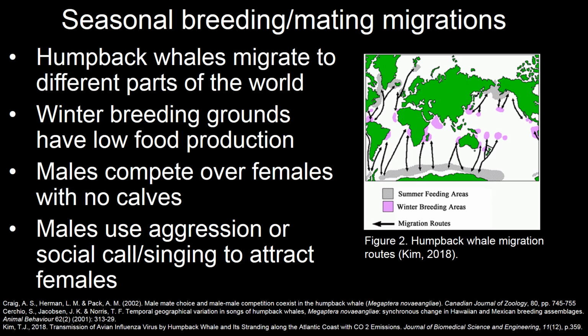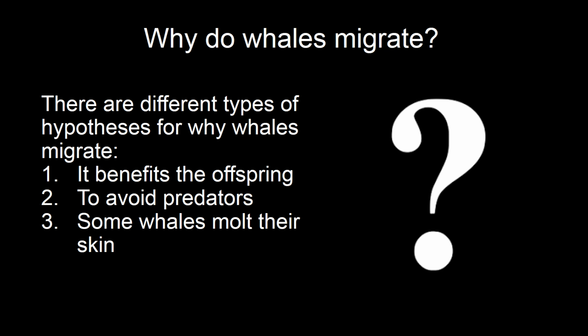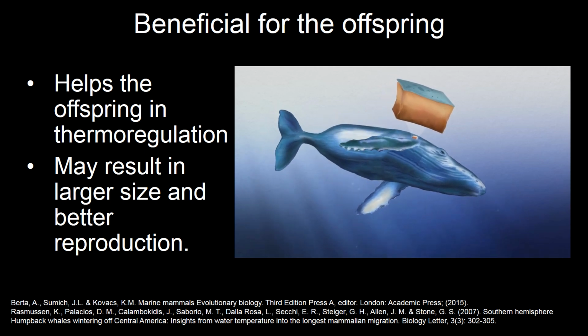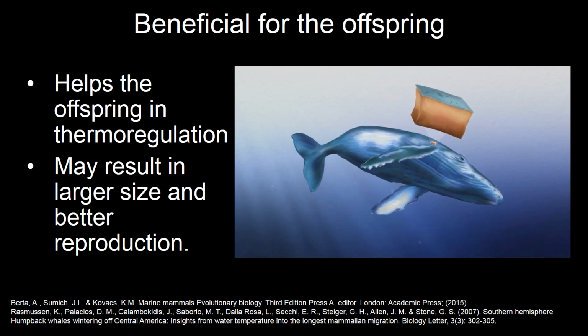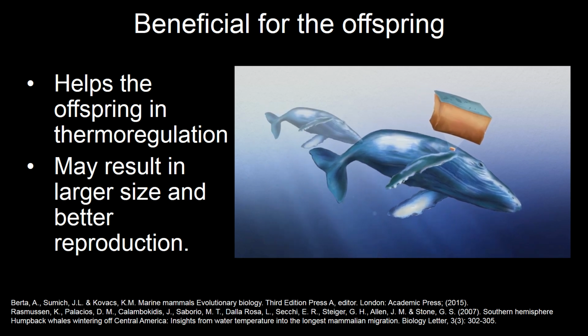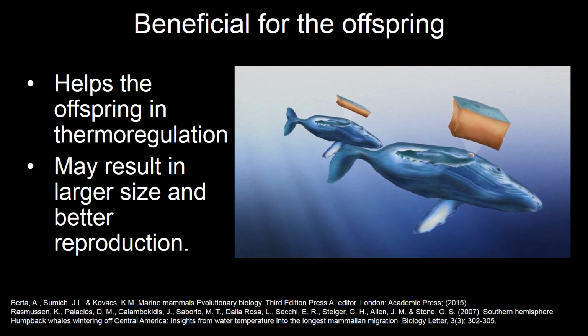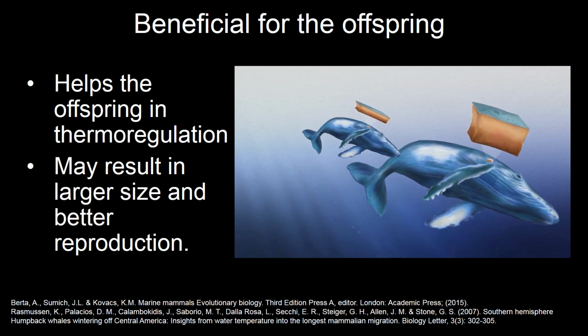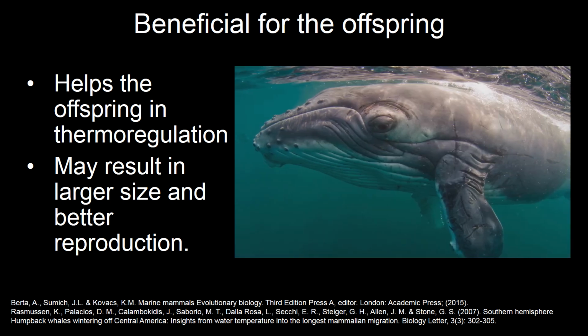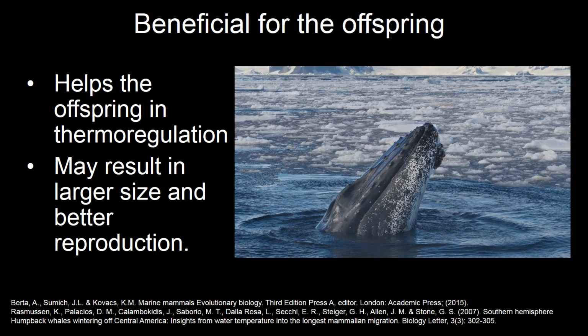Apart from the above mentioned reasons, there are also some different types of hypotheses for why whales might migrate. It might benefit the offspring to avoid predators, or some whales to molt their skins. Migrations of Balaenopterids from mid to high latitude areas have thermoregulatory benefits for the offspring born in warmer waters, for repairing and replacing their skin while maintaining thermal integrity.